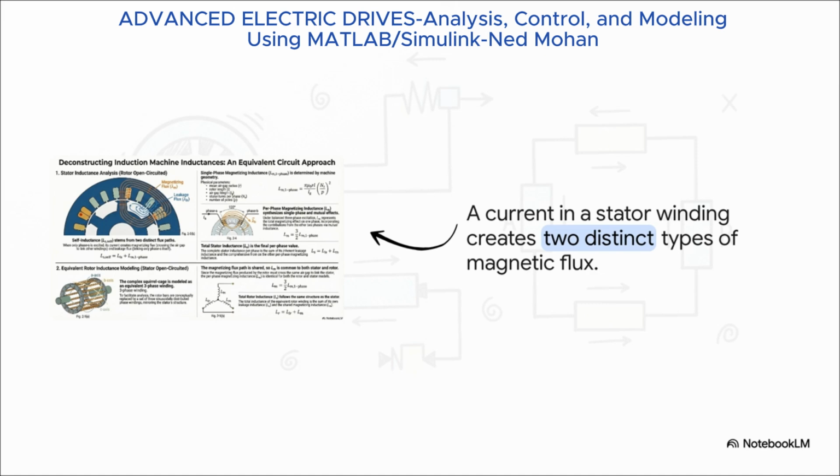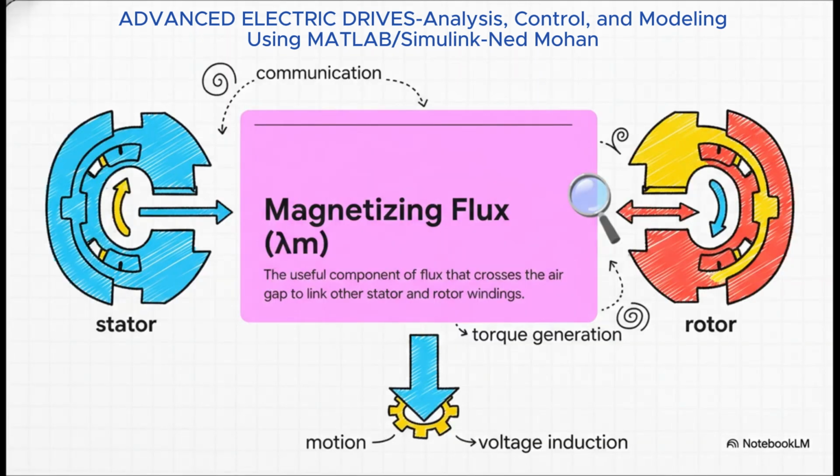But here's the catch. This field doesn't just take one simple path. Nope, it splits into two very different components. And really getting a handle on these two paths is the key to the whole thing. First, we have what's called the magnetizing flux. Honestly, you should just think of this as the working flux. It's the part that does all the heavy lifting.